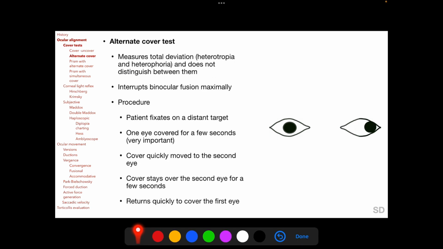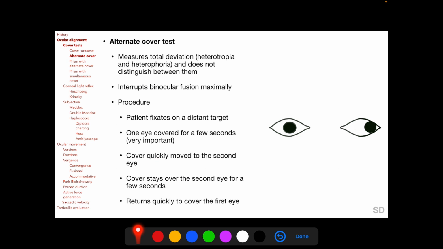Among the cover tests, alternate cover test interrupts binocular fusion maximally, and it thus measures total deviation, that is heterotropia plus heterophoria, and is not able to distinguish between them. Patient fixates on a distant accommodative target. One eye is covered for a few seconds, then the cover is moved quickly to the other eye where it stays for a few seconds before returning back to the first eye. What is important to note is that the cover stays over an eye for a few seconds and the cover quickly moves from one eye to the other.